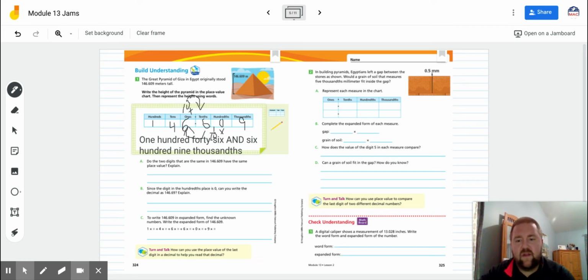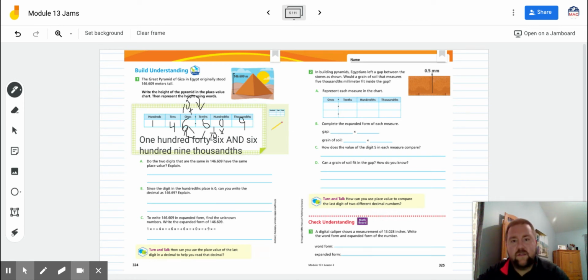It says, since the digit in the hundredths place is 0, can you write the decimal as 146.69? Again, we don't read it that way, but I'm asking, can we do that? And the answer is absolutely not. Because in one example, we have 609 thousandths, and in the other example, we would have 69 hundredths, and those are two totally different numbers with two totally different values.